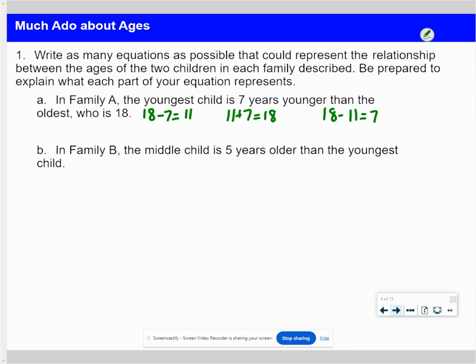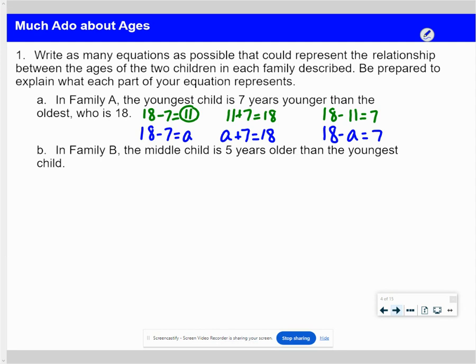I could also write these pretending I don't know the age of the youngest child. If I didn't do this math to find the 11, I could write 18 minus 7 equals, let's say, the age of the youngest child. Or I could say the age of the youngest child plus 7 equals 18. I could also do 18 minus the age of the youngest child is that difference of 7. Okay? So those are all equations that I can write from this information.